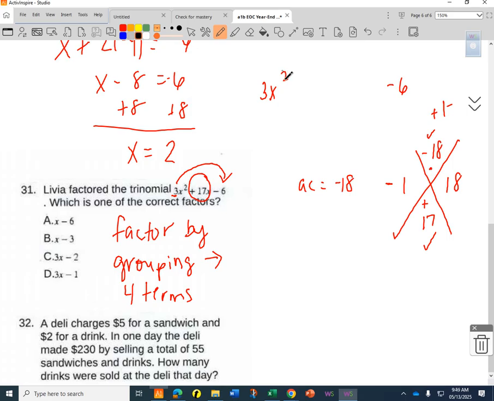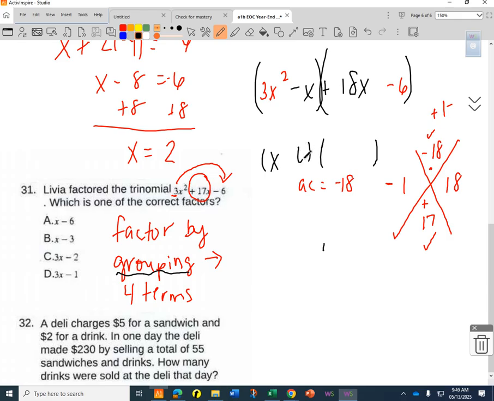So now we're going to rewrite this as minus 1x plus 18x. And then we're going to factor by grouping, which means we're going to give ourselves groups. So 4 terms factored into 2 binomial factors. What's going to be my first term in this first factor? X. Very good. The greatest common factor of 3x squared and x is x. What's going to be the rest of this factor?